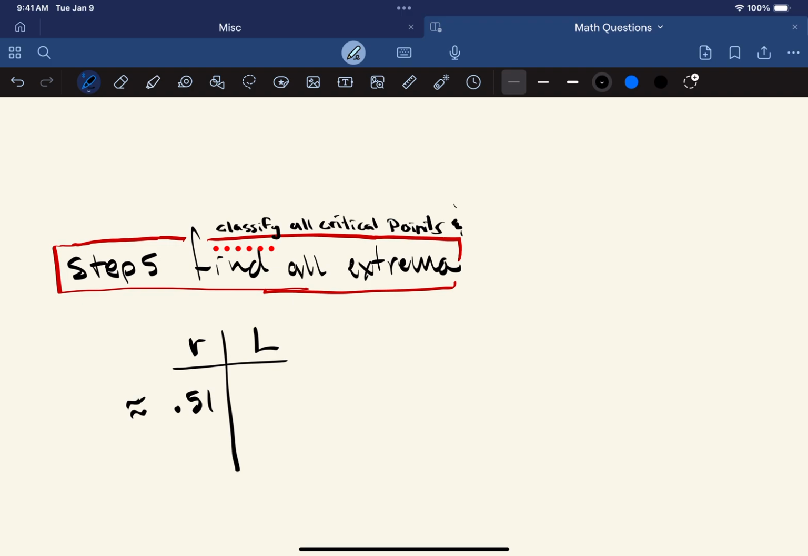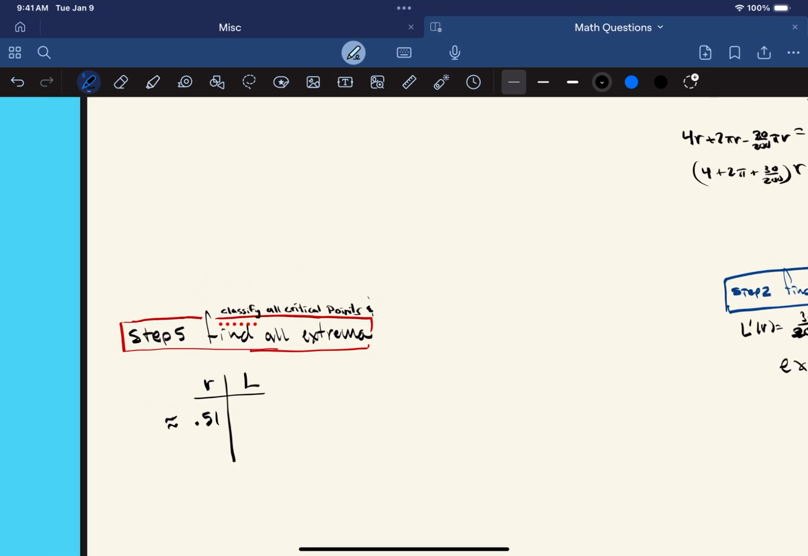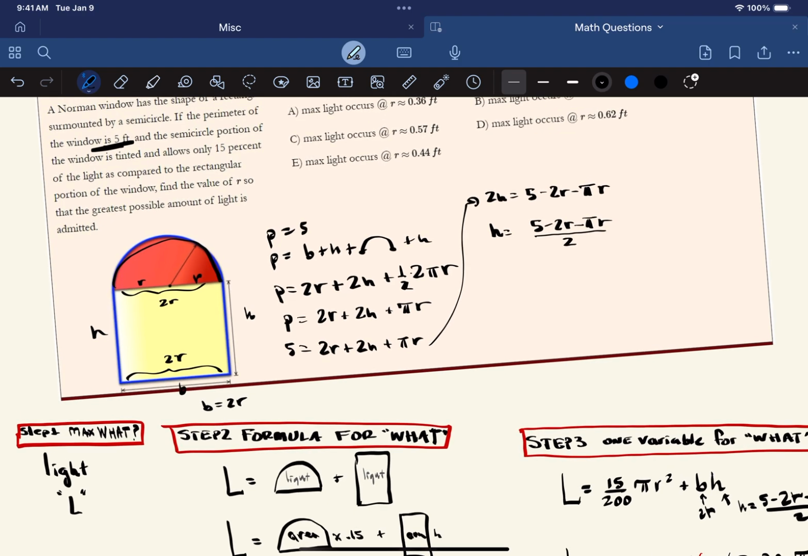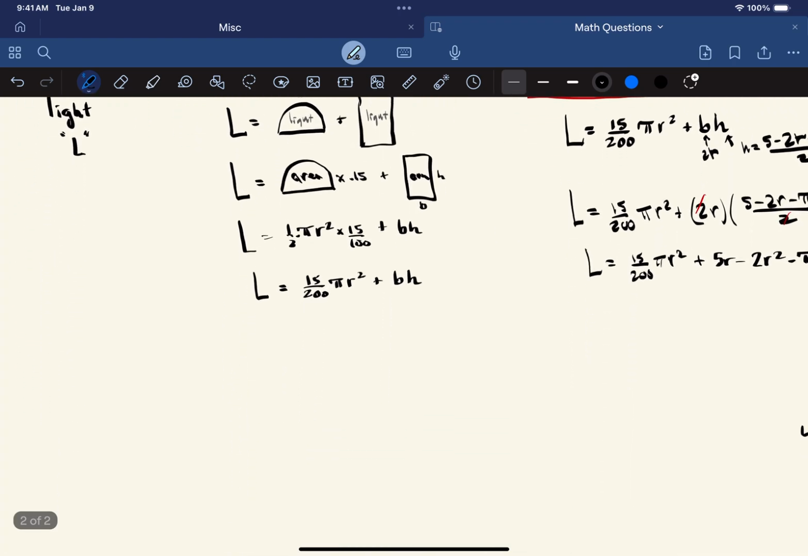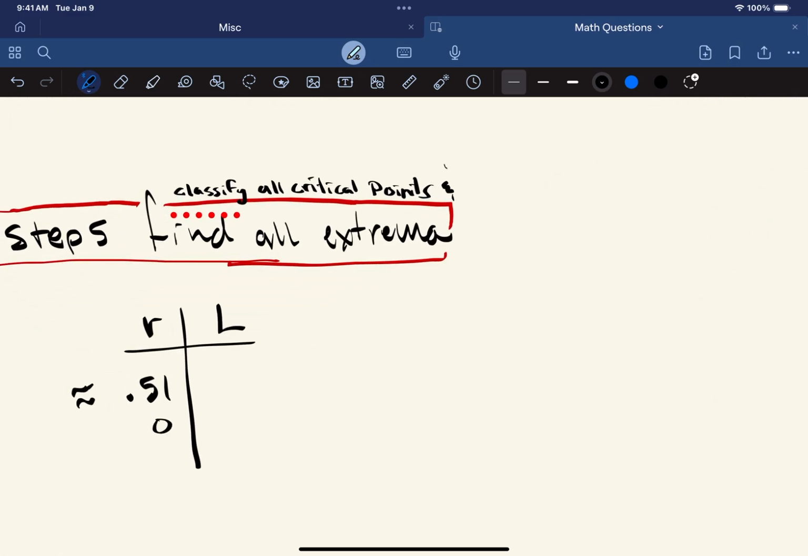I go on and calculate that. And the other possible R's are the endpoints. Extreme occur either at endpoints or critical points. So since this is the window and we're told that the perimeter is 5, there's no way that R could be bigger than 5 or even 2.5. So you could say as a boundary, R would be no less than 0, no bigger than 5.